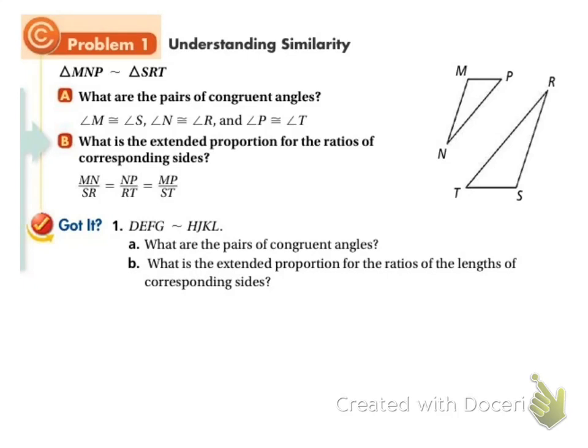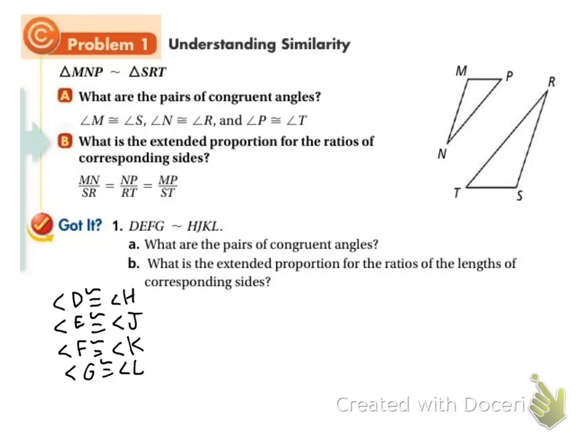So we said that all angles are congruent. So I can use the first letter, angle D, and the first letter of the other one, so angle H. Angle D is congruent to angle H. Then I can use the second letter. Angle E is congruent to angle J. And then the third letter, angle F, is congruent to angle K. And angle G, the last letter, is congruent to angle L. So all four are congruent.